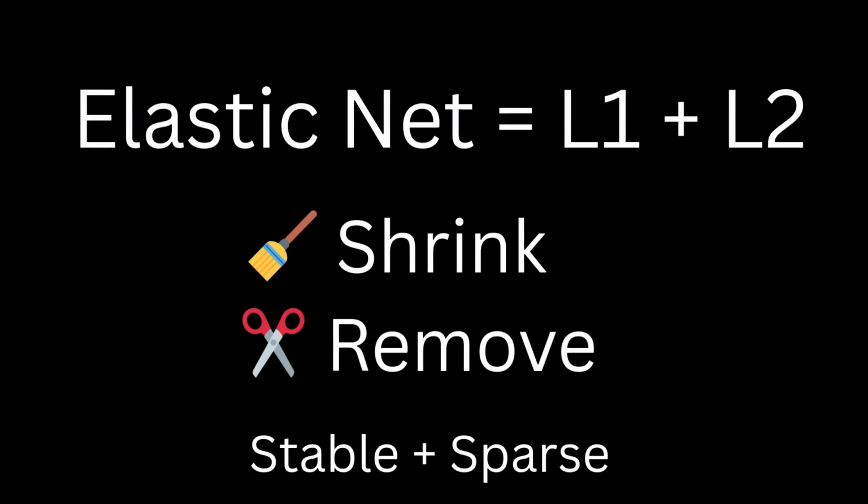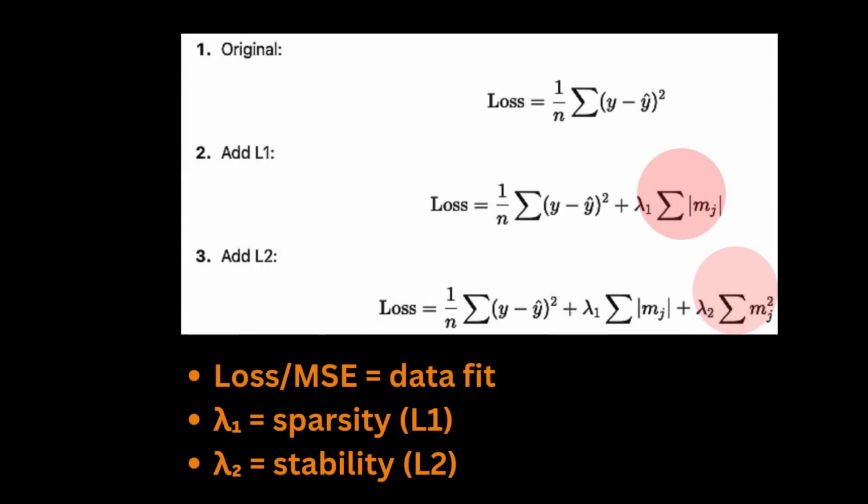Elasticnet adds two penalties to the loss function. One penalty encourages small weights, that's L2. The other encourages zero weights, that's L1. So the model stays stable and can drop useless features.